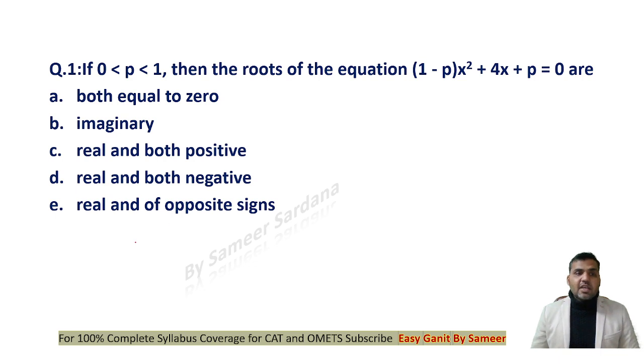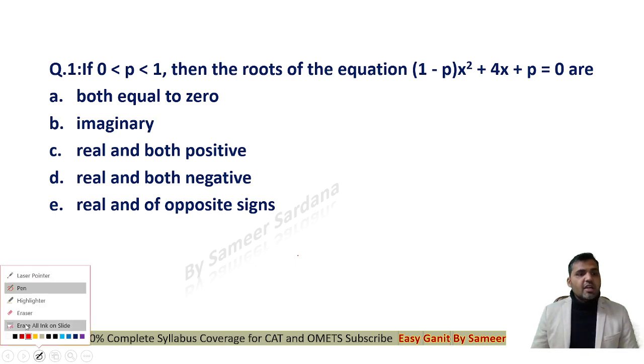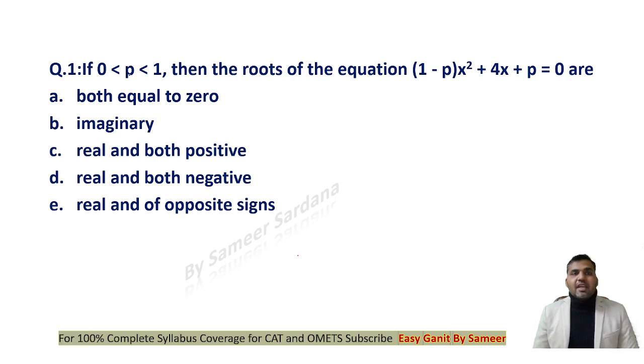Now, let's have a look at question number 1. You can see that it's a quadratic equation question and you must know the basic theory of a quadratic equation to handle this question. It says that the value of p is greater than 0, less than 1. Then the roots of the equation are equal to 0, imaginary, real and both positive, real and both negative, real and of opposite sign. Give it a try. Before you look at the solution of the question, guys, please try this question by yourself.